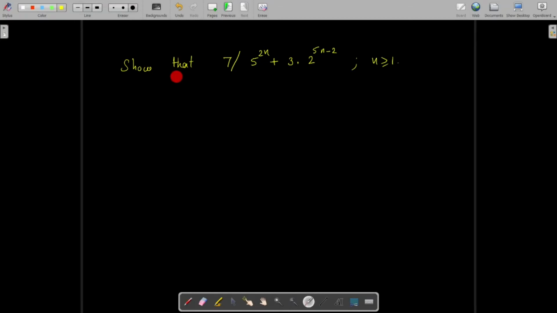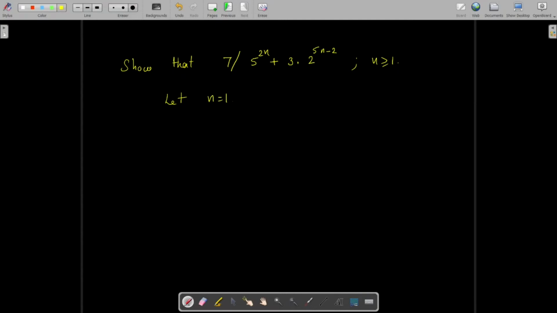Next problem, show that 7 divides 5 raised to 2n plus 3 into 2 raised to 5n minus 2, where n is greater than or equal to 1. We will use mathematical induction to show the result. So we will prove the result for n equal to 1 first.